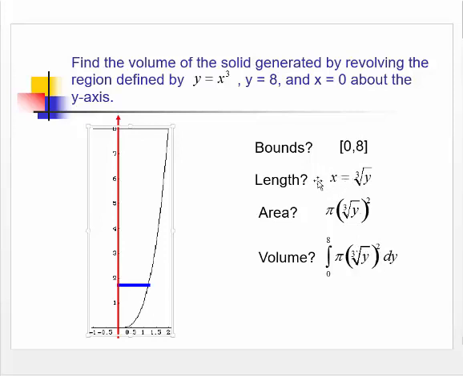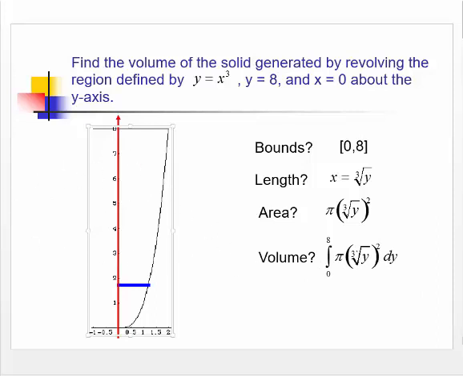So what I'm going to have to do is take this y is equal to x cubed, and solve it for x. So you just get x is equal to the third root of y. So this is your area. It's pi times the radius squared. So you just integrate from 0 to 8 of pi times the third root of y, squared, dy. And that's it. And then you could just general power rule this one. All right, so this was just a disk problem, disk method.